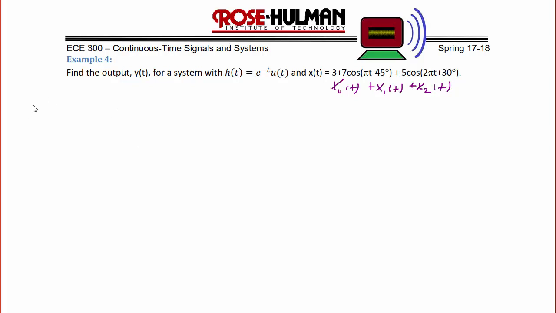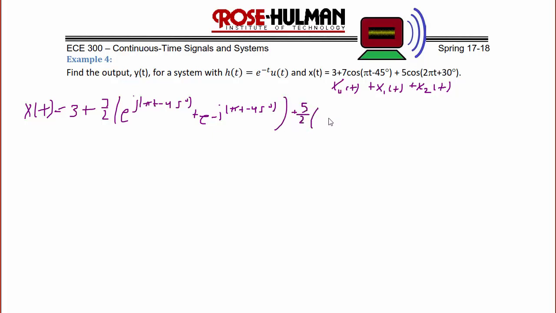So first, we'll rewrite x of t as x of t is equal to 3 plus 7/2 times the quantity e to the j(pi t minus 45 degrees) plus e to the negative j(pi t minus 45 degrees) plus 5/2 times the quantity e to the j(2 pi t plus 30 degrees) plus e to the negative j(2 pi t plus 30 degrees).